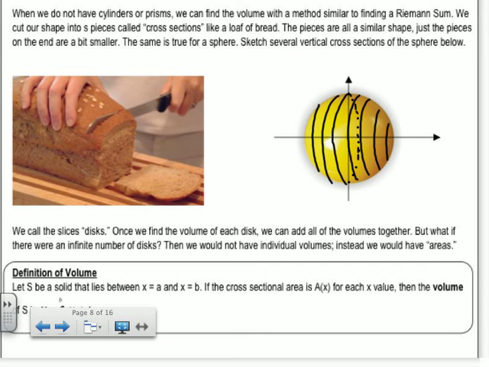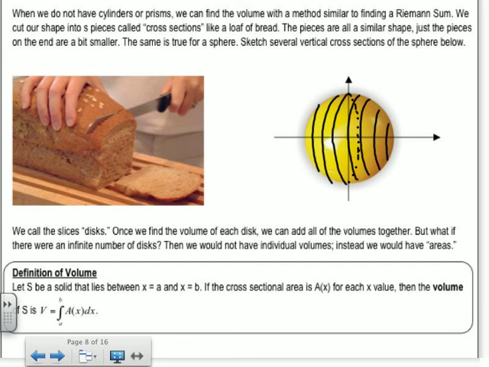Okay, so it says definition of volume. Let S be a solid that lies between a and b for x values. If the cross-sectional area is A of x for each x value, so these circles could have different areas, it just depends on where we're located, then the volume is V equals the integral from a to b of A(x) dx.